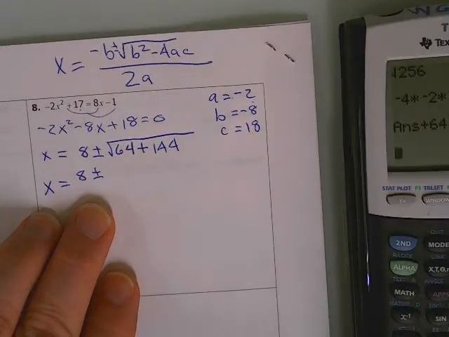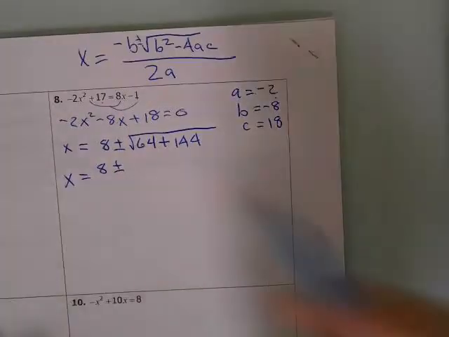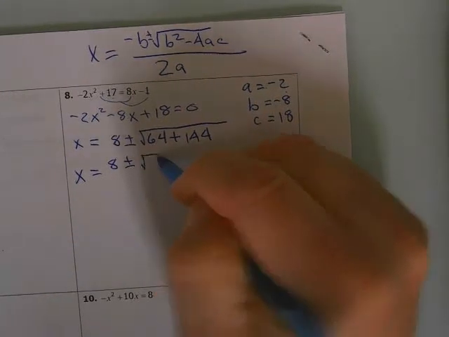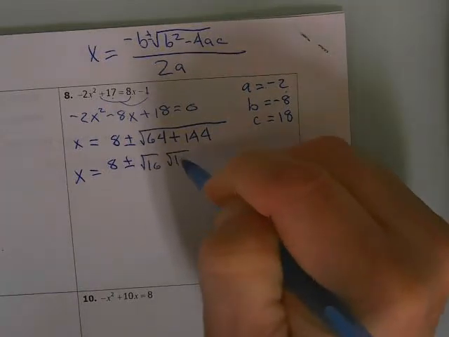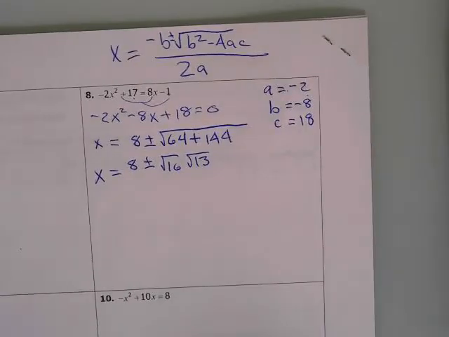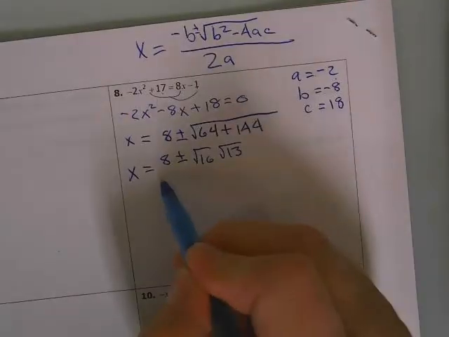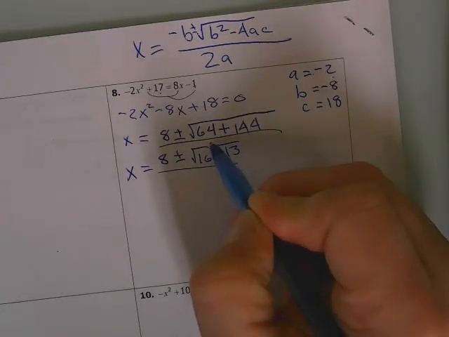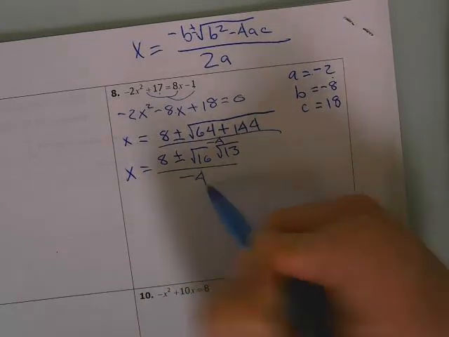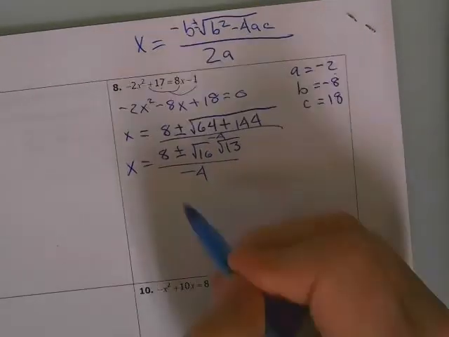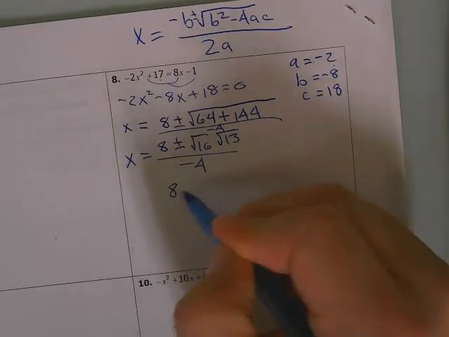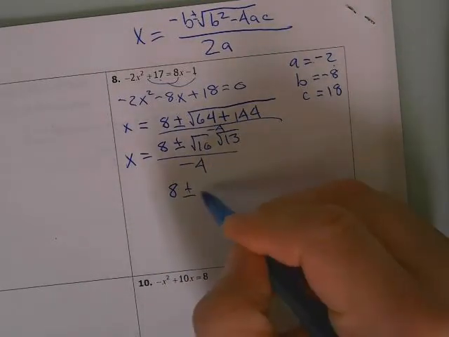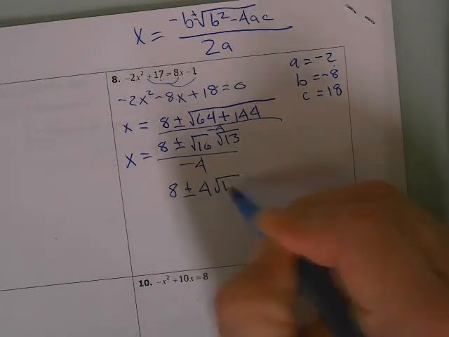208 and 16. Okay, so I could rewrite that as the square root of 16 times the square root of 13. Therefore, that's all over 2a. 2 times negative 2 is negative 4. So my denominator is negative 4 here. So I have 8 plus or minus the square root of 16 is 4. We can't take the square root of 13.